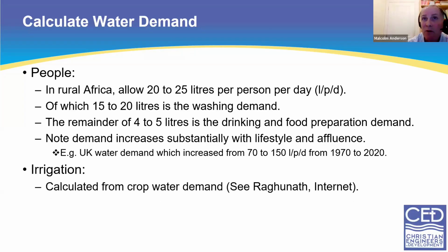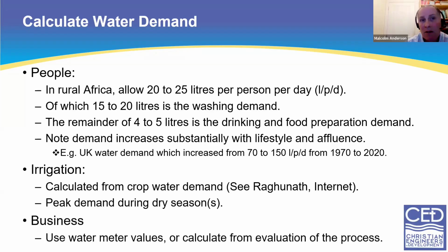Irrigation will be on top of that 20 to 25 litres, and that's calculated from the crop demand. And that's explained in Raghunath. I'm not going to go into that here. But obviously there's a peak demand during dry seasons if you're growing crops during the dry season. And in business cases, they'll typically have meters, so you can calculate that from the meters.